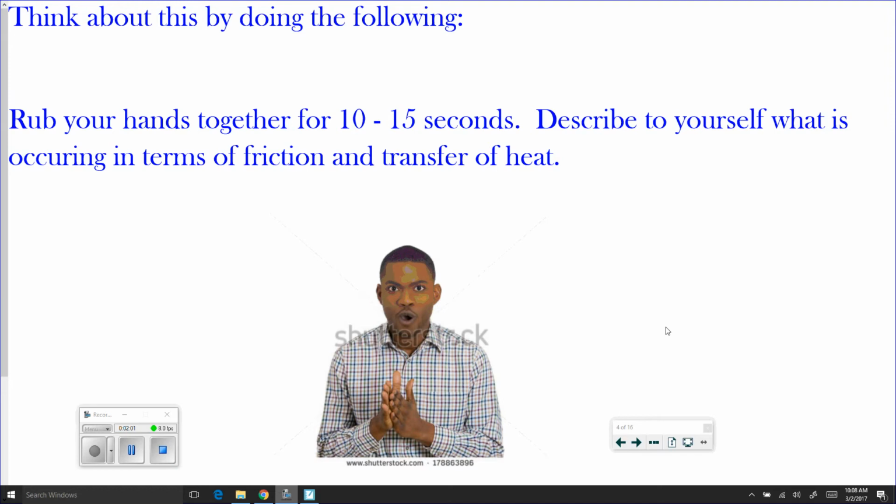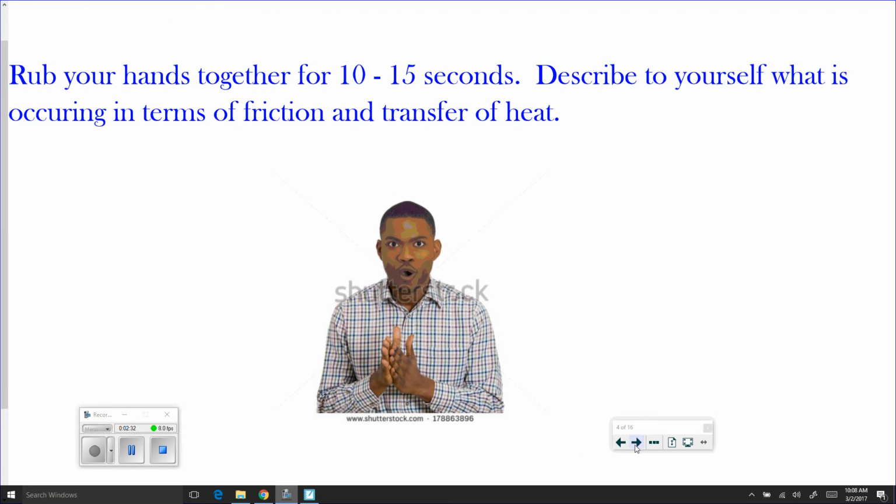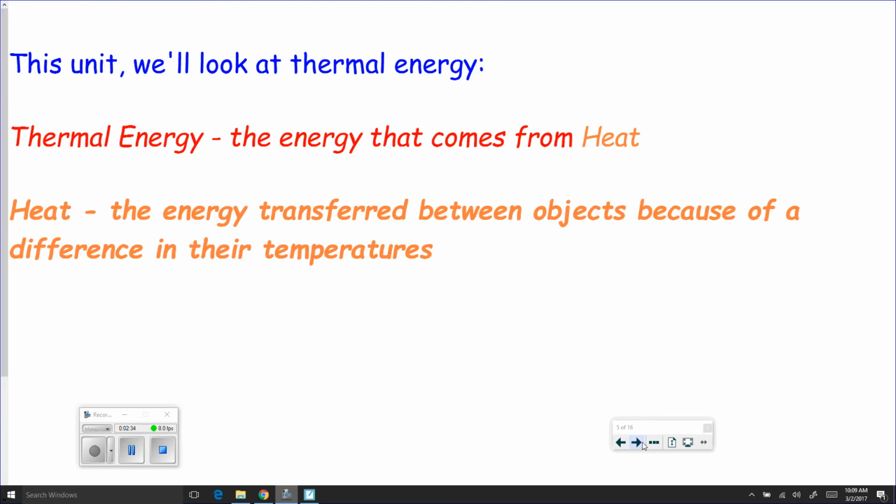So here's a little demonstration that you can do for yourself. Pause the video and do this. Rub your hands together for 10 to 15 seconds. Describe to yourself what is occurring in terms of friction and transfer of heat. Think about it in terms of one hand doing work on the other hand and vice versa, and what's happening to the kinetic, potential, and thermal energies.